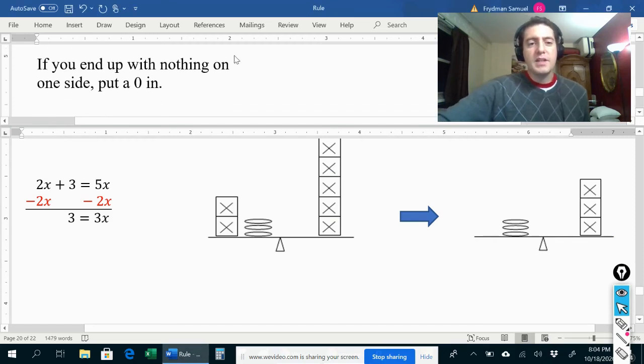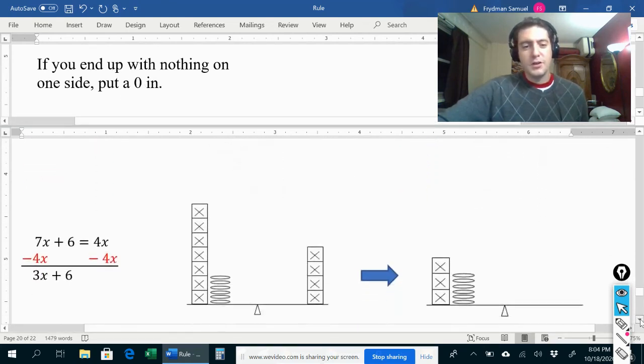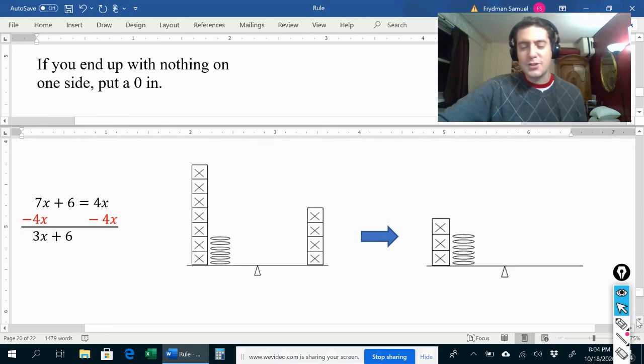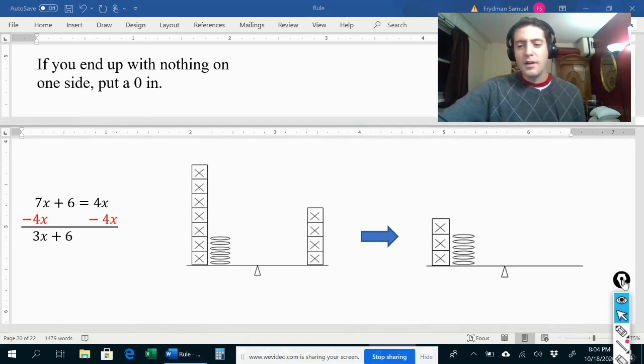Okay, so what if we end up with nothing on one side? If you end up with nothing on one side, put a 0 in. So let me show you what I mean by that. You saw this earlier when I accidentally scrolled down too far.